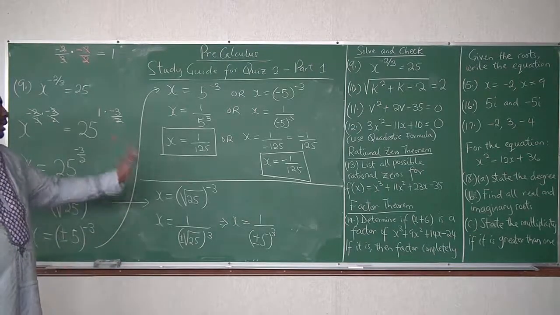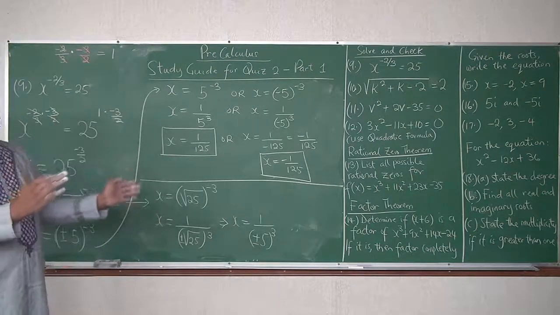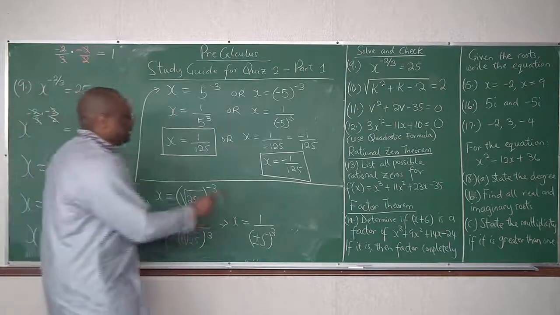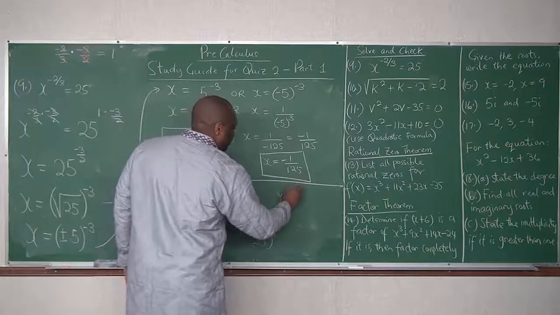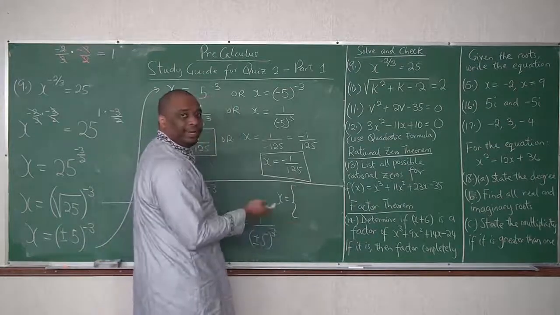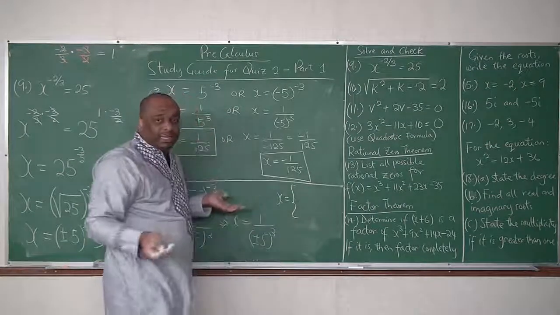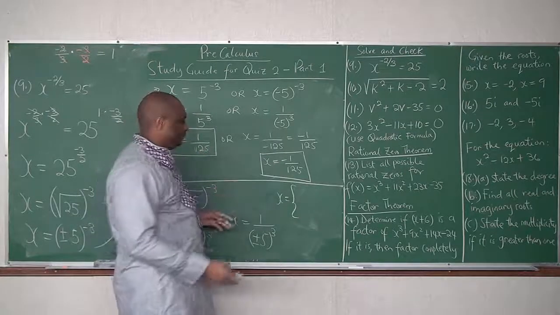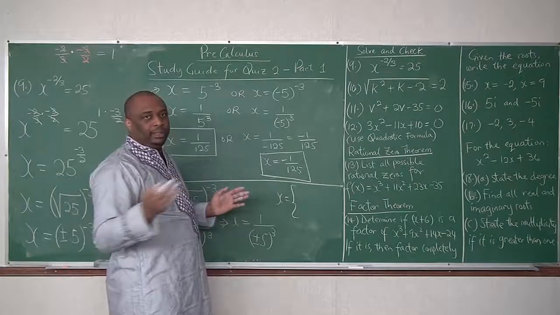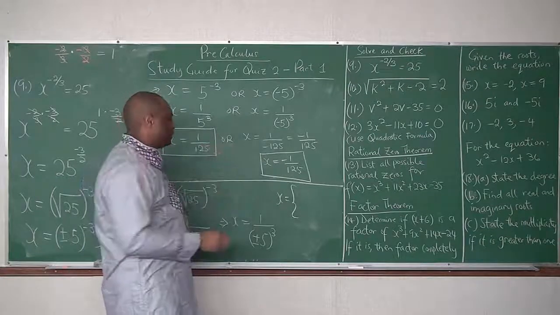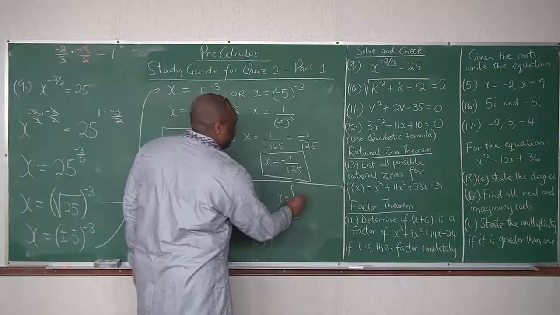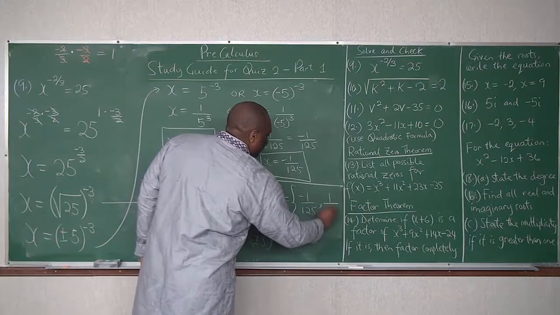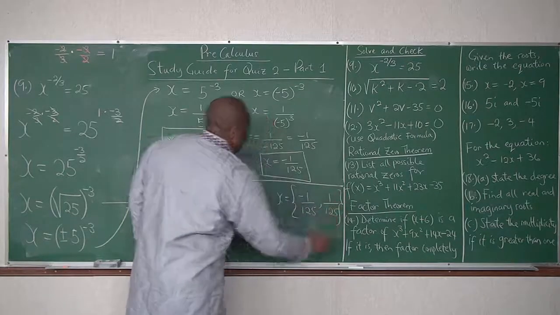And of course, they expect you to put it as intervals. So the answer now is x will be, in braces, what we call braces. This is not coordinates. If it was coordinates, we would use parentheses. So it is not a point. They are just two solutions. So the braces: negative 1 over 125, comma, 1 over 125.